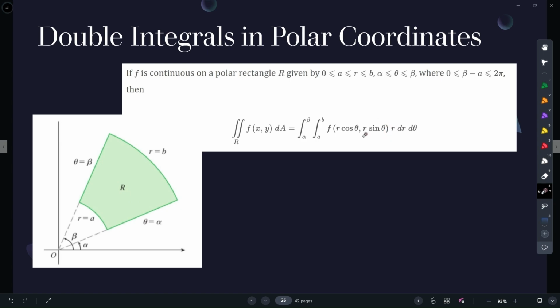But we have to substitute x. Remember that x is equal to r cosine theta, y is equal to r sine theta, so that is the transformation here. And we have to multiply by the transformation factor r that transforms rectangles in here into circular regions over here. So let's see some examples.